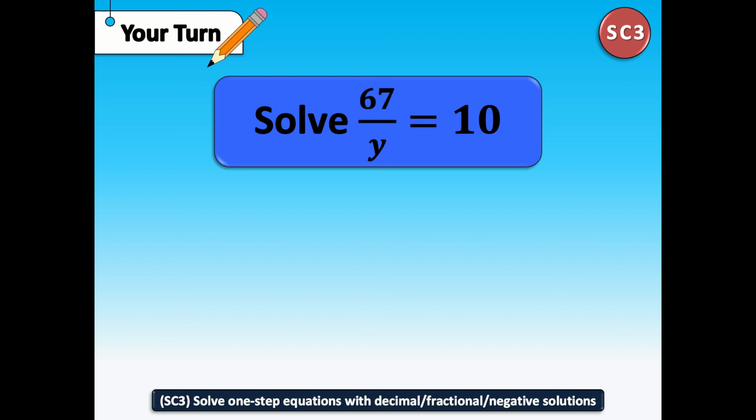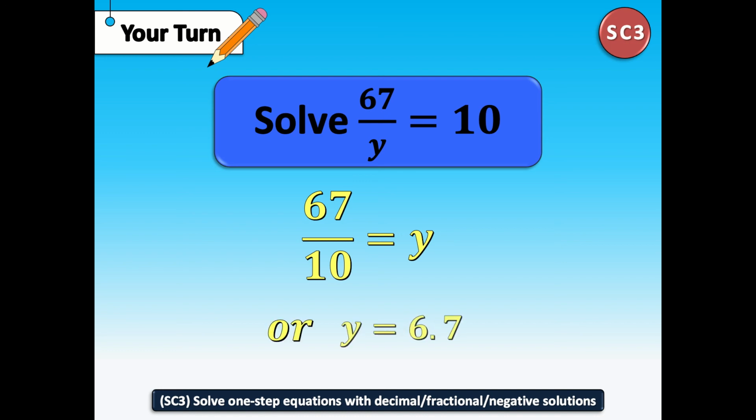So for this one, we want to solve 67 over y equals 10. So 67 over y means 67 divided by y equals 10. So again, we can swap around the y and the 10. Remember, when the letter's on the bottom of the fraction, just swap it around with whatever it equals. So y equals 67 over 10. So we can just leave our answer like that, as y equals 67 over 10. Or, if we wanted to write it as a decimal, we can write it as y equals 6.7.